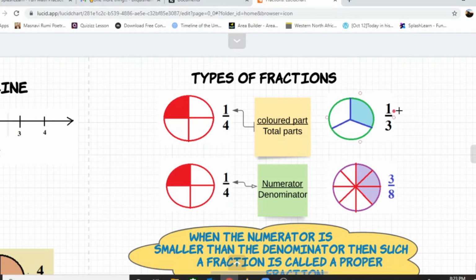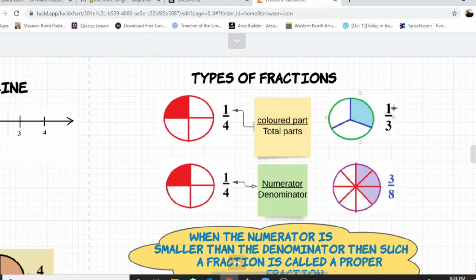Here is a circle. It's divided into 3 equal parts. One of the parts is shaded or colored, so this fraction will be expressed in number as 1 divided by 3. You can observe another example here. The whole circle is divided into 8 parts, and 3 parts are colored or shaded. So this fraction is represented in numbers as 3 upon 8.